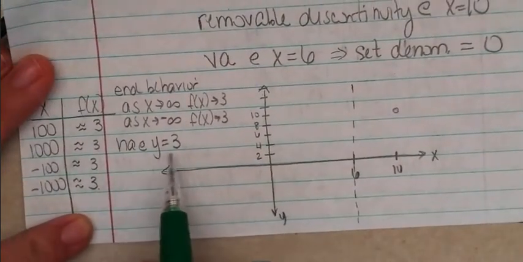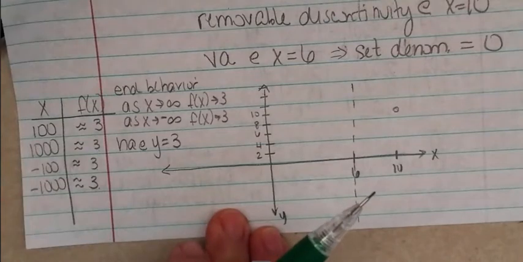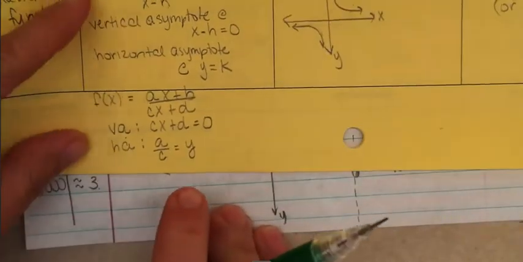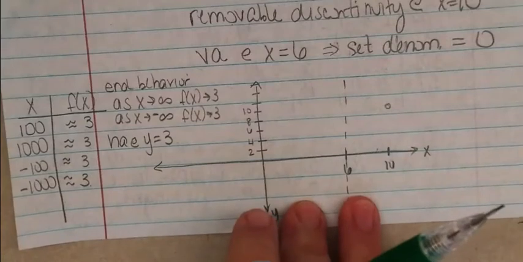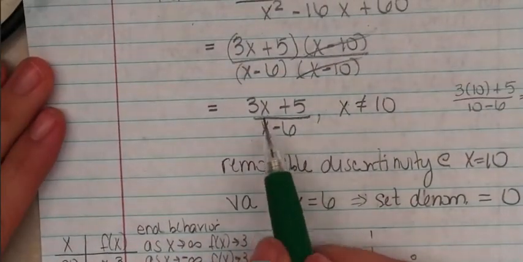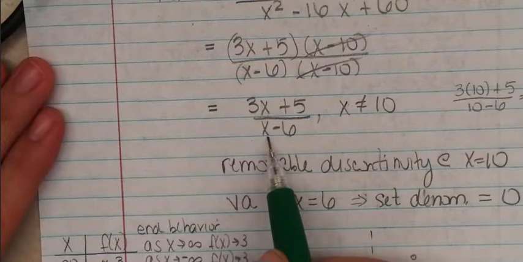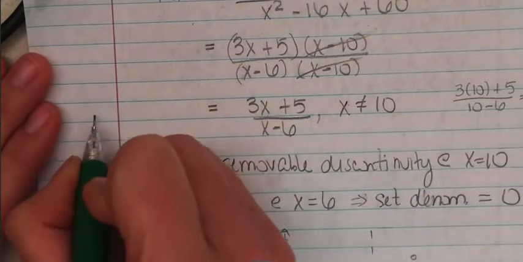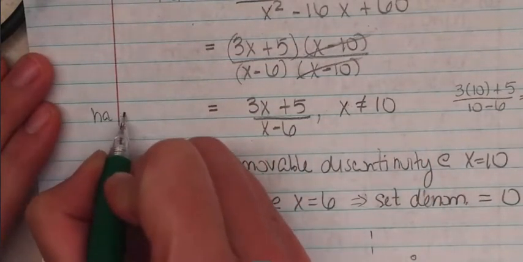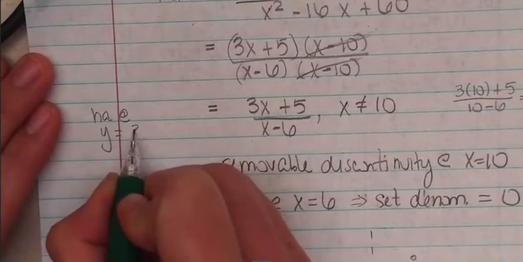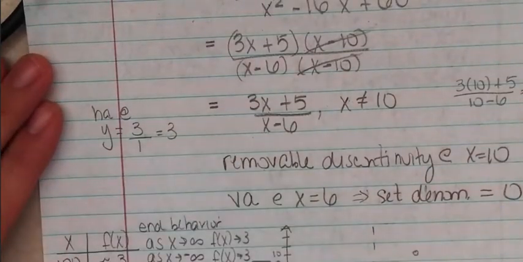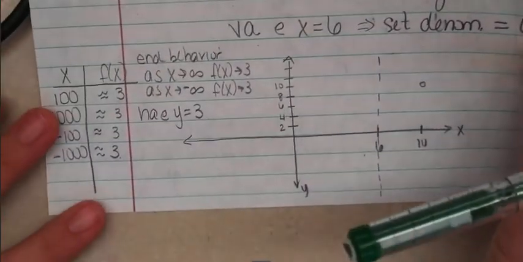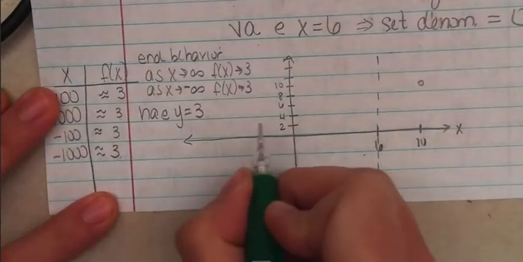Now, what's another way that I can figure that out algebraically? I'm going to take you right back to your parent graphs. A horizontal asymptote is always at the quotient of the coefficients of your leading terms. Well, what are my leading terms here? My leading terms are 3x and x. So it's 3 over 1, right? So the horizontal asymptote is at y equals 3 over 1, which is 3. That's another way of figuring that out.